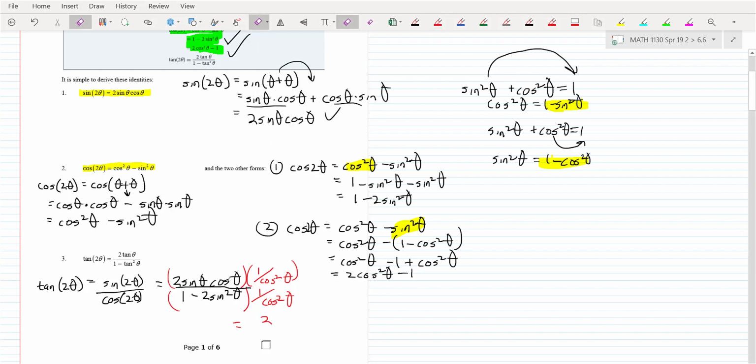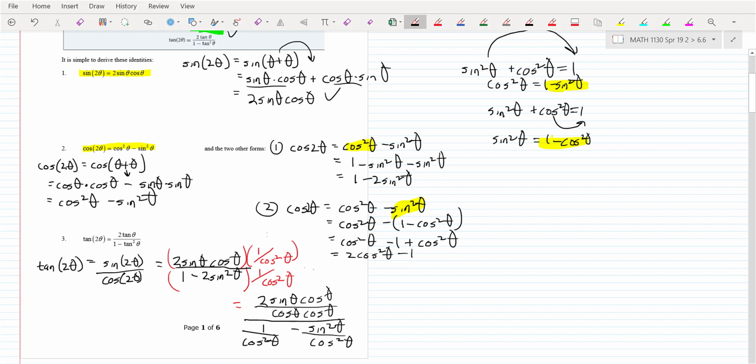Let's see. We would have 2 sine theta cosine theta, and then I'm going to divide that by cosine squared theta. So I'm going to just put cosine theta like that. And then the denominator, I wonder if I would have been better... let me just go with it. Go with the flow and see what happens. So I'm going to go 1 over cosine squared theta, and then minus sine squared theta over cosine squared theta, like that. Let me see what comes out of this. I think it's not going to work. I was afraid of that.